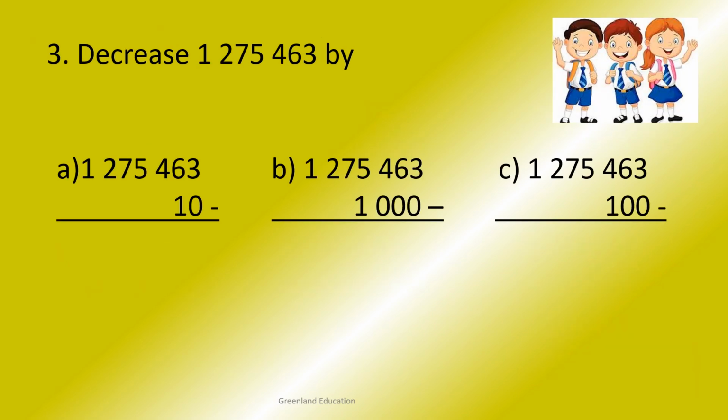Third question. It says decrease 1,275,463 by multiples of tens. Now here if you look at the numbers you can identify how to write multiples of 10. You have to get the help of the chart which I have explained at the very beginning. My dear students, decrease means subtraction. So you have to subtract the given numbers from 1,275,463.